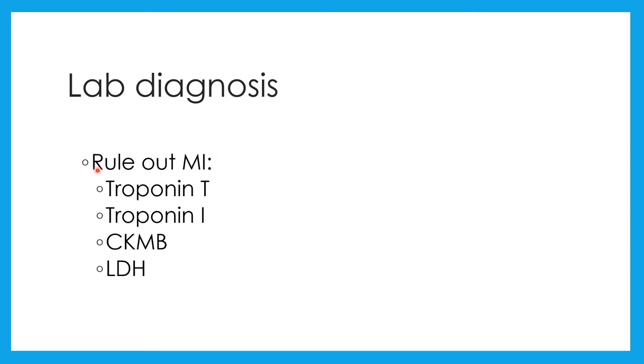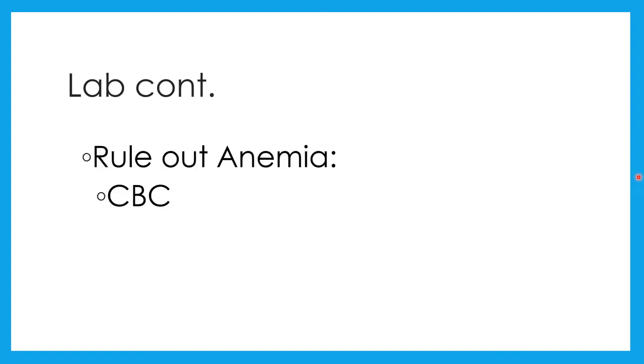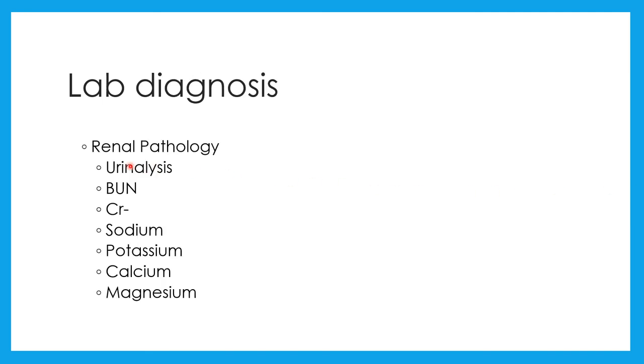Laboratory diagnosis. To rule out myocardial infarction, we can have troponin T and troponin I, CK-MB, LDH. To rule out anemia, we can have a complete blood count done. Why? Anemia might be the cause of this very heart failure, or anemia has become the case right now because of the heart failure. So heart failure can cause anemia, and anemia can cause heart failure by duration. Renal pathology: we can have urinalysis done because renal failure might be responsible for the heart failure. So we have urinalysis done, blood urea nitrogen, and creatinine. Let's have electrolytes, sodium, potassium, calcium, and magnesium done.